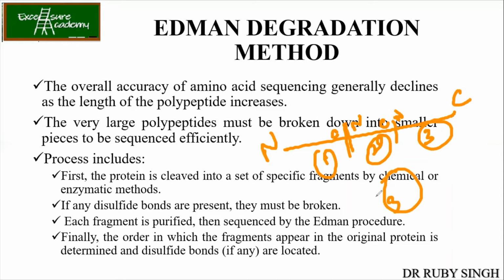So then what you can do? You can purify these 3 fragments separately and then carry out the sequencing. Okay. Then later you can again check which is overlapping where, so that you can get the proper linear sequence of the amino acids. So suppose you have made these 3 fragments. Okay, you got the sequence, but now you don't know which one is what, right? From where it is starting.